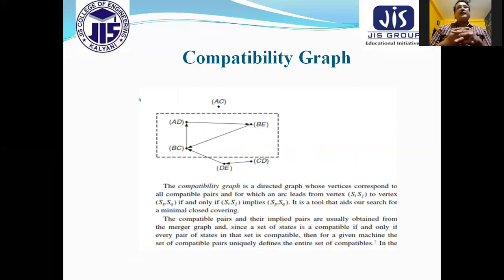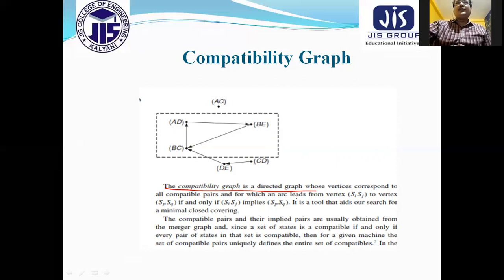So what is the compatibility graph? If you read here, the compatibility graph is a directed graph. Keep in mind that the merger graph is an undirected graph, but the compatibility graph is a directed graph whose vertices correspond to all compatible pairs, and for which an arc is labeled from vertex Si, Sj to vertex Sp, Sq if and only if Si, Sj implies Sp, Sq. What is the meaning of this?